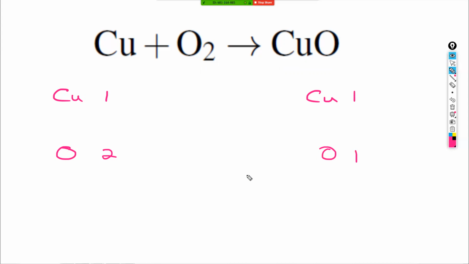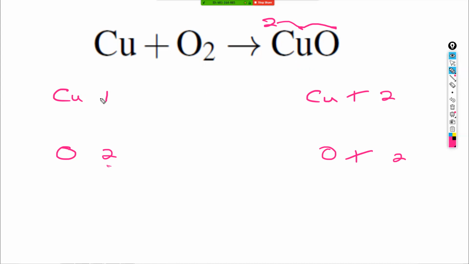All right. So where am I missing oxygen? I'm missing it over here on the product side. What could I multiply 1 by to get over to this 2? 2. The problem is it's attached to copper. So I have to multiply it by both. So 2 times 1 is 2. 2 times 1 is 2. Well, I fixed oxygen, but lo and behold, I screwed up copper.